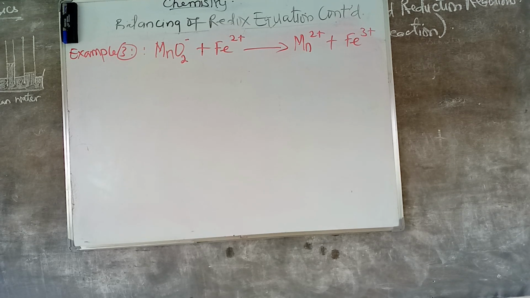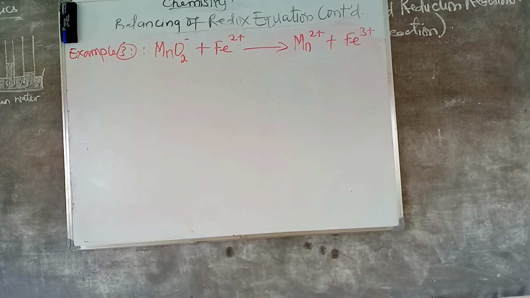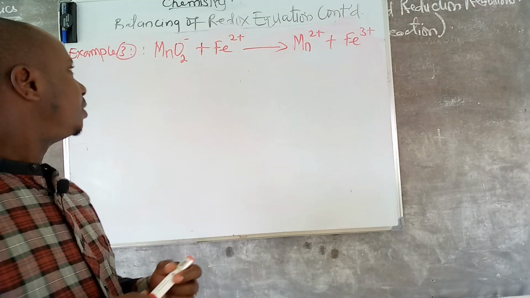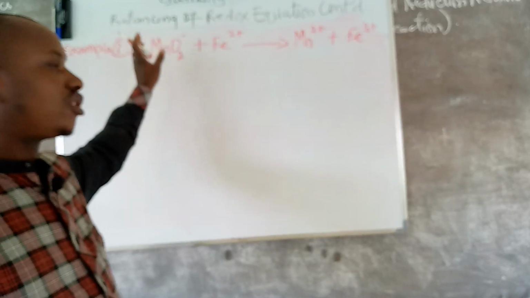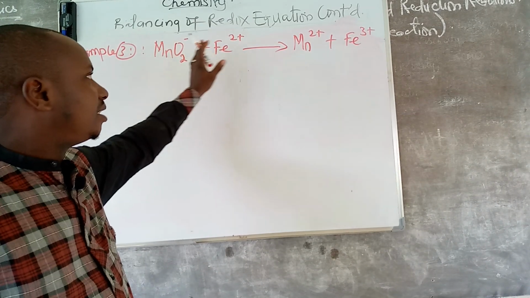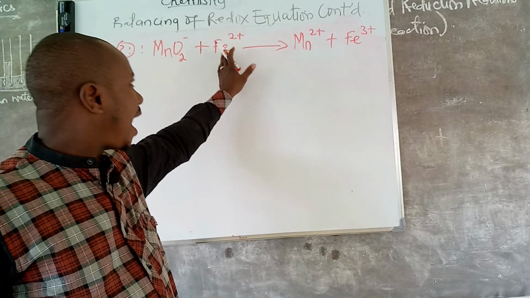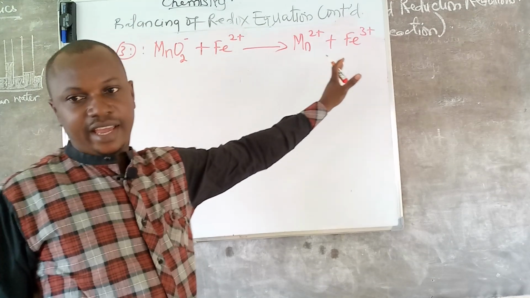2. Balancing of redox equation. Example 2. It's on the board. As you can see there, the first step, just as you know and I know, is to find the oxidation number of manganese here and check what it is here. Find the oxidation number of iron here and check what it is there.